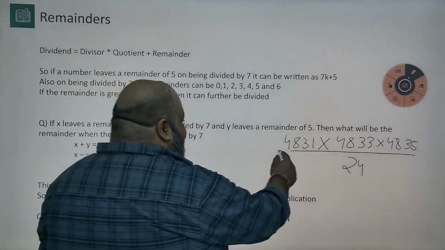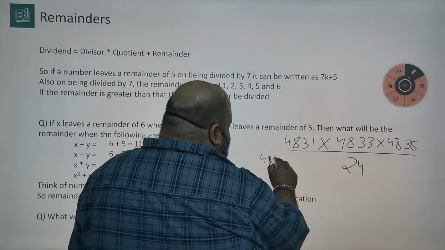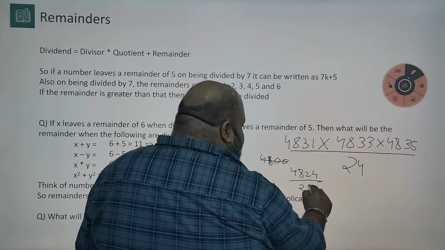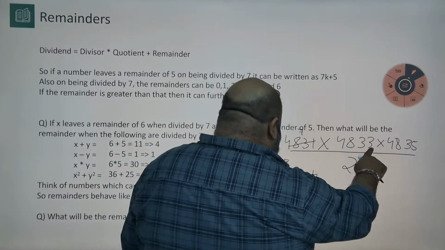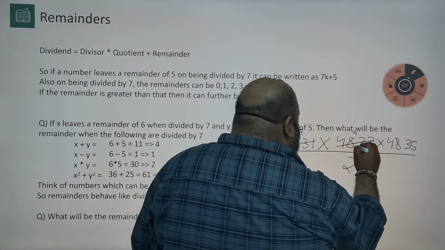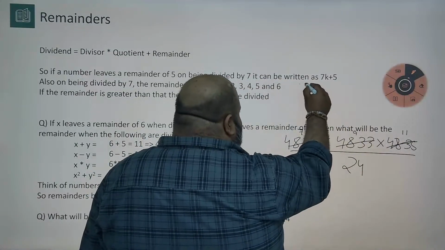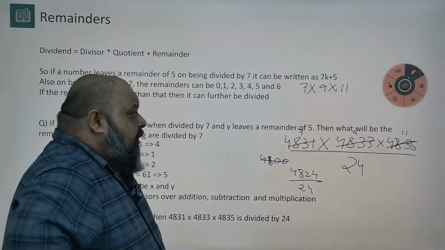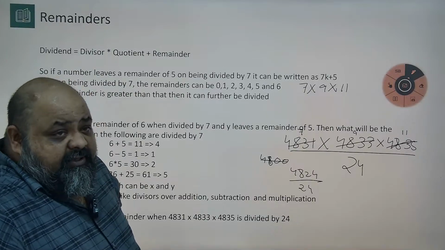So if I say 4831 by 24, see 4800 is divisible by 24. So is 24. So 4824 will be divisible by 24. So the remainder here will be 7. 4831 plus 2 is 33. So the remainder will be 7 plus 2, 9. And here 33 plus 2, 35, the remainder will be 11. So basically the remainder will simply be 7 into 9 into 11. But as I can see, this is a number which is more than 24. So we solve further.